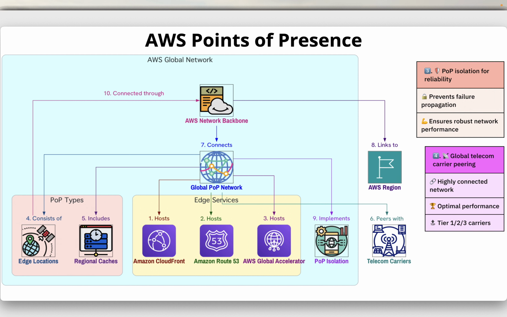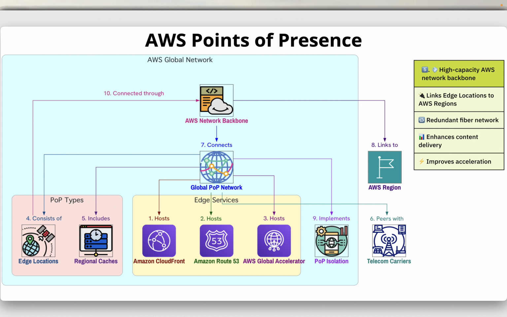Pairing with thousands of telecom carriers globally. So the AWS network is highly connected for optimal performance, pairing with major tier 1, tier 2, tier 3 telecom providers or carriers. High capacity AWS network backbone. So edge locations are linked to AWS regions via a high capacity redundant fiber network, enhancing content delivery and acceleration.